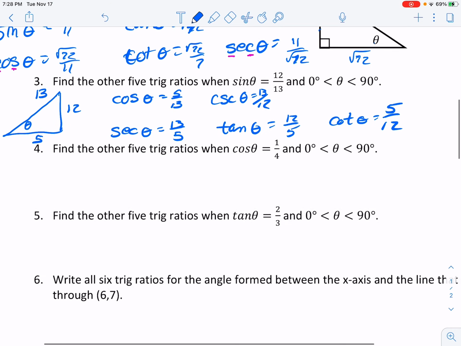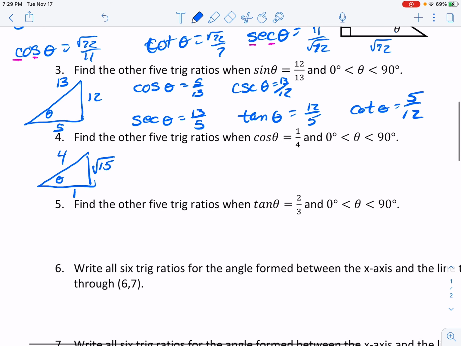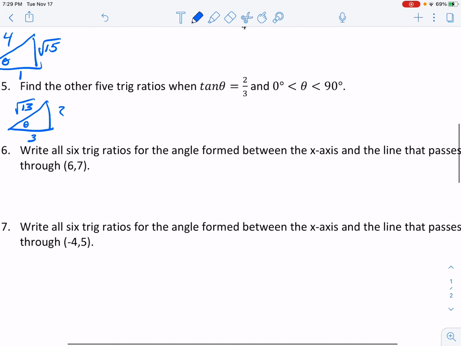You drew the triangle. All right, find the 5 other ones when the cosine is 1/4. So this is 1, this is 4. 4 squared, 16 minus 1 is 15. And leave them exact. Do not turn them into decimals. I'm going to let you finish that. Same here. Draw your triangle. Opposite over hypotenuse. So that's 9 plus 4 is 13. And you've got, all right?